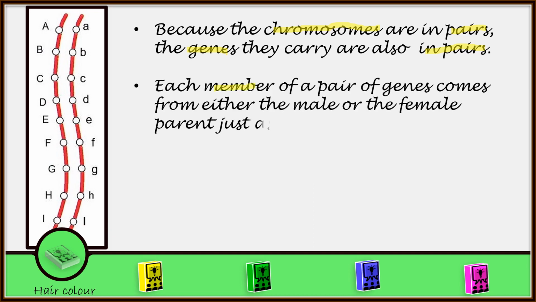Each member of a pair of genes comes from either the male or the female parent, just as the chromosomes do. If you look at these genes here, all these genes are on different chromosomes. This is a chromosome maybe from the male parent, it came with this gene, and this is a chromosome from the female parent, it came with this gene. So these genes are located on different chromosomes, but they control the same activity.